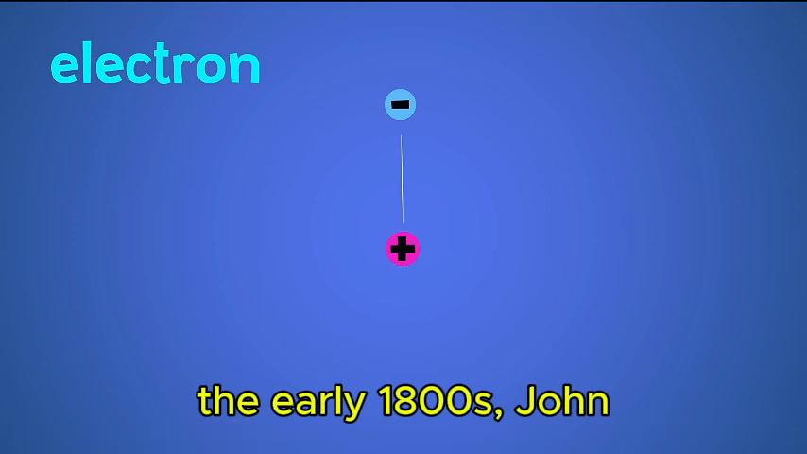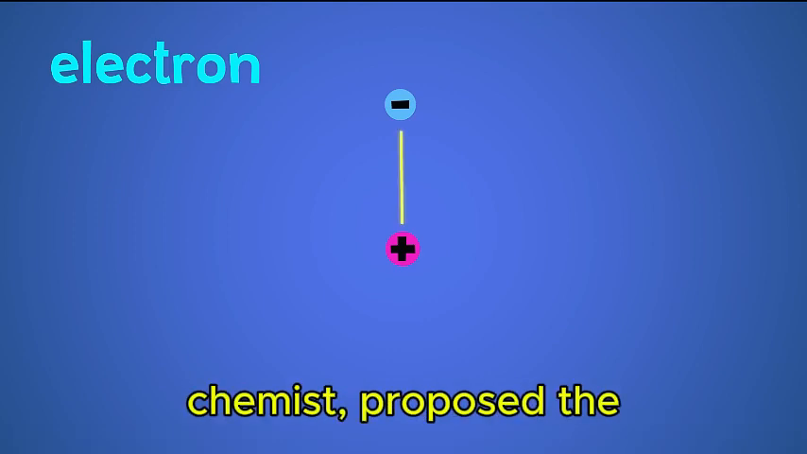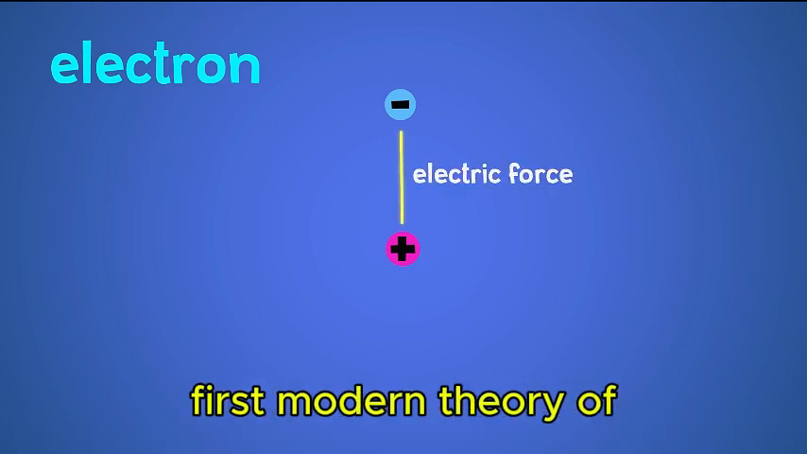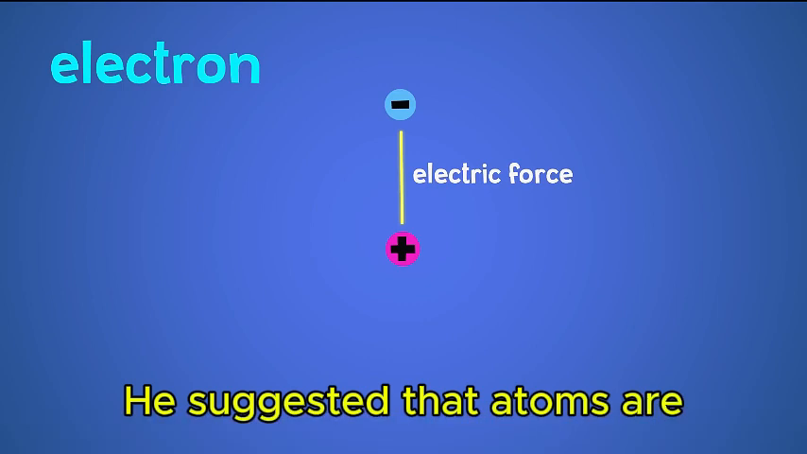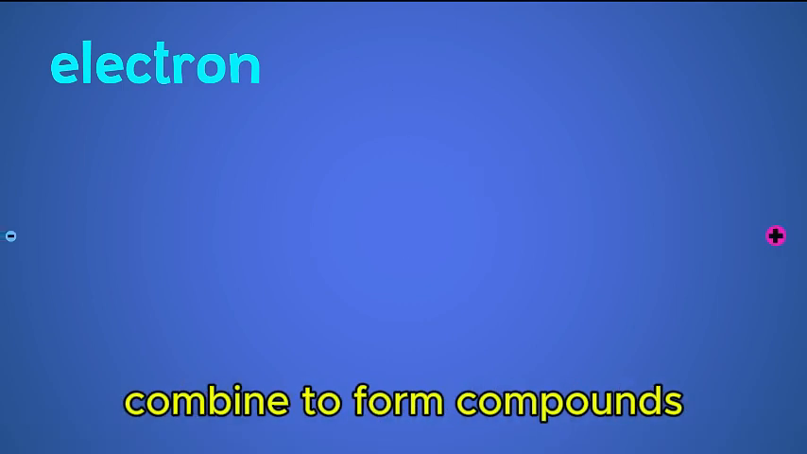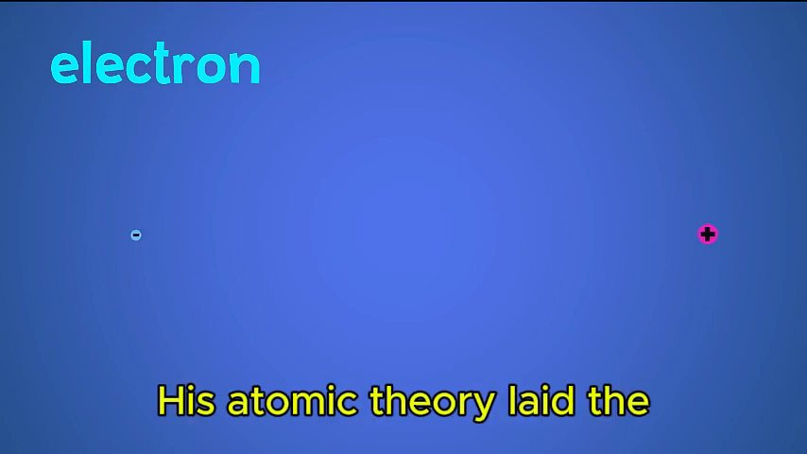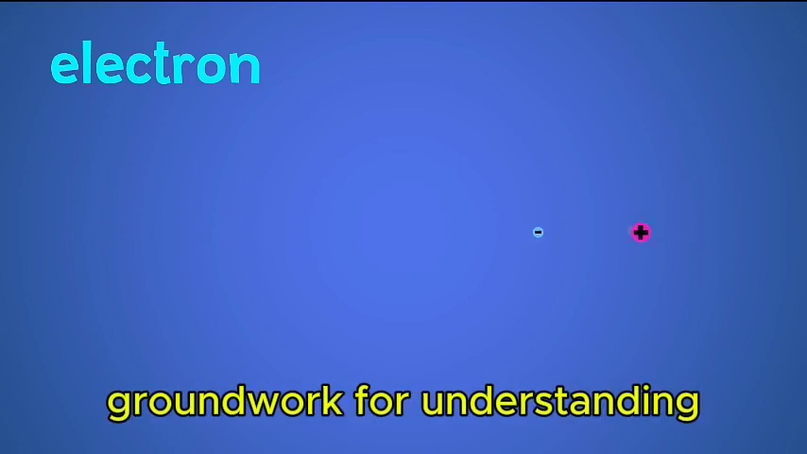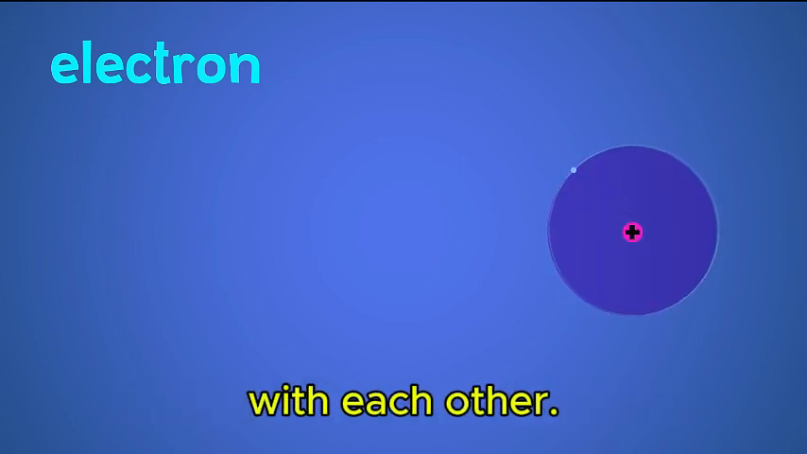John Dalton and the first atomic model. In the early 1800s, John Dalton, an English chemist, proposed the first modern theory of the atom. He suggested that atoms are indivisible particles that combine to form compounds in fixed ratios. His atomic theory laid the groundwork for understanding how different elements react with each other.